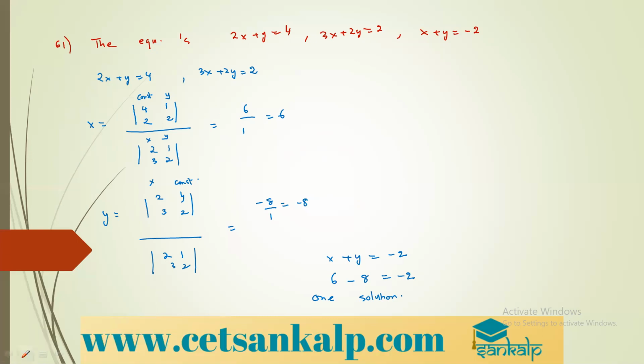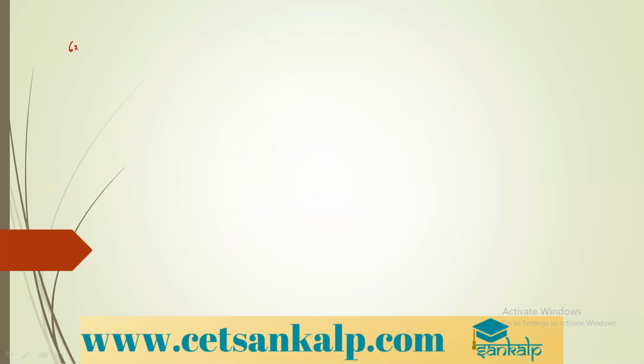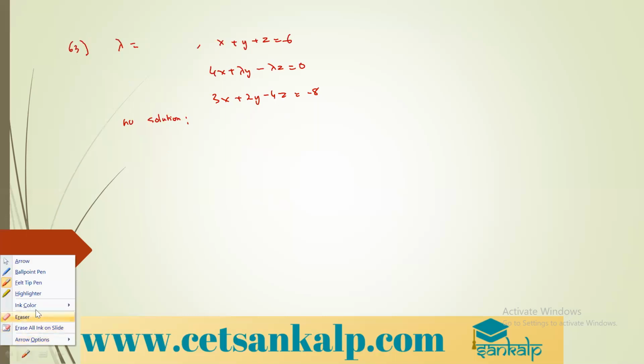I think we have time to answer one more question. That is question number 63. We will try quickly. We have to find the value of lambda in the following system of equations: x plus y plus z equal to 6, 4x plus lambda y minus lambda z equal to 0, 3x plus 2y minus 4z equal to minus 8. Given that the system of equations has no solution, based on this, you have to find the value of lambda.